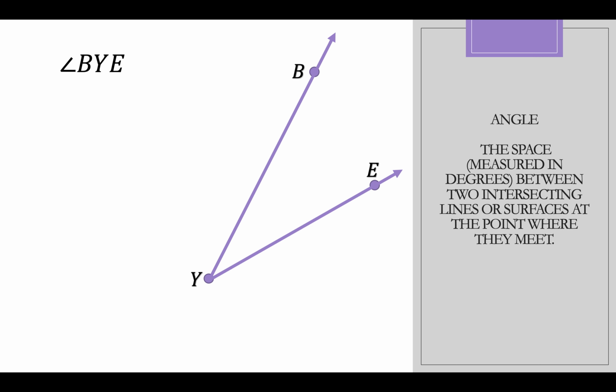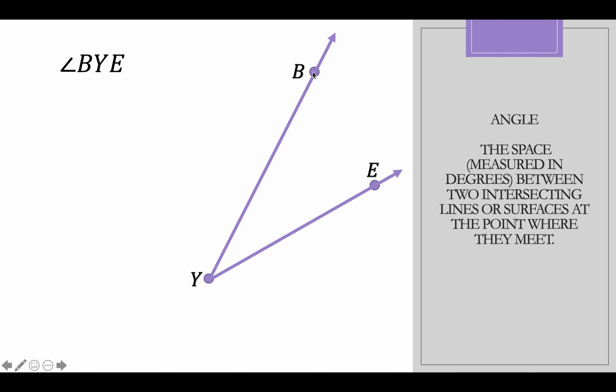So you can't just say 3 letters, B-Y-E or E-B-Y or anything like that. You have to include Y as the middle letter because that's the vertex. So that's a very key point about naming angles, is the vertex that you're talking about has to be in the middle.